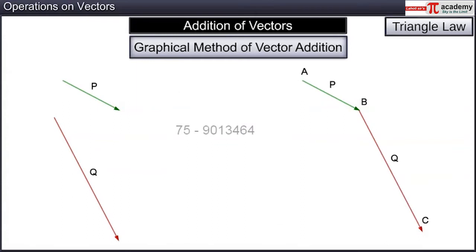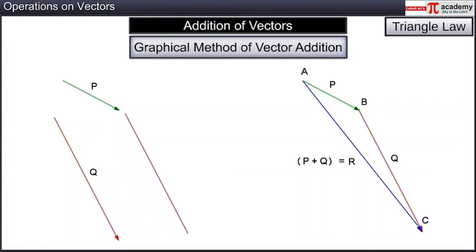Now join AC. Display an arrowhead at C on line AC. AC is vector R, obtained by adding P and Q. Similarly, draw a line DE parallel to Q. The length of the line DE is equal to the length of Q. Display an arrowhead at E. Then draw line EF parallel to P and equal to the length of P. Put an arrowhead at F.